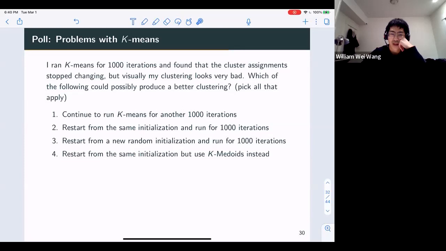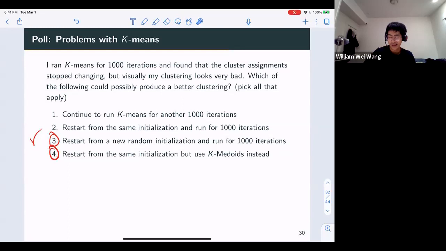Okay, I think we have everyone now. As you can tell, these first two options are not correct because they won't do anything. Just because I said that you stopped changing your cluster assignment, so you converged. There's nothing else that you can do from that initialization, right? So these last two are both potential options. So I'm going to circle them individually. And why? This third one, new random initialization, well, that can't hurt, right?